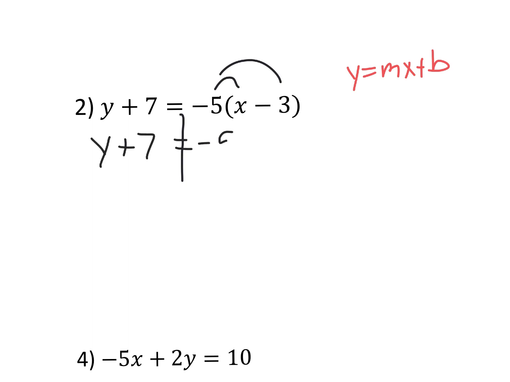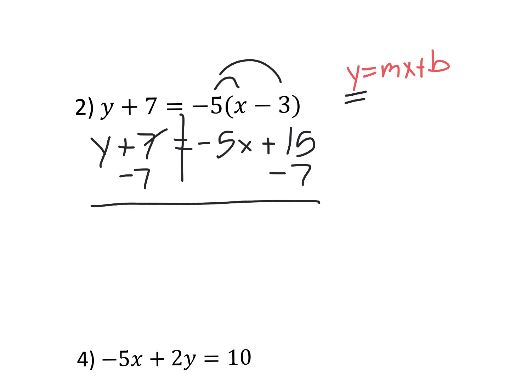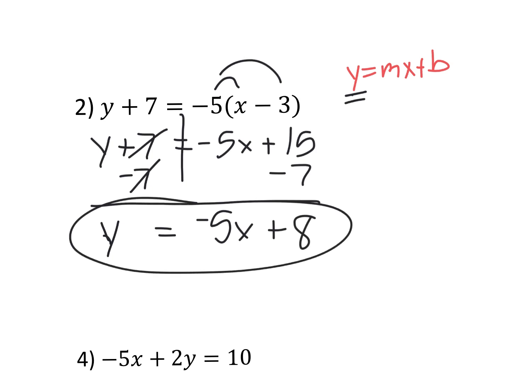-5 times x is -5x. Negative times a negative is a positive, so that's now a plus 15. There we go. Now, if I want to get rid of that 7, because I want it to be just y, it's going to be subtracting 7. I have to subtract it from the 15, because that's the number on the right. 7's cancel, and we have y is equal to -5x. Let's see, 15 minus 7 is just 8. And that is my slope-intercept form that I was looking for.